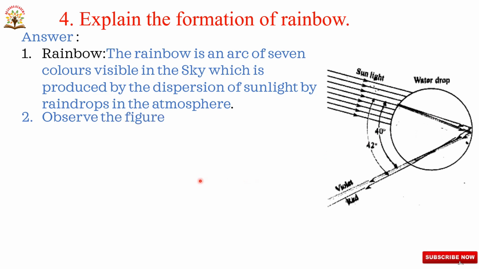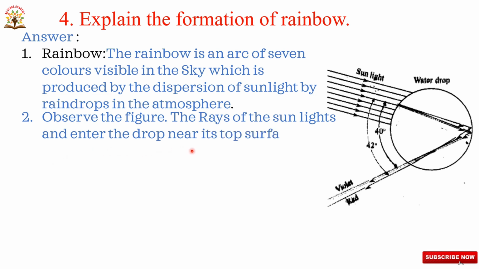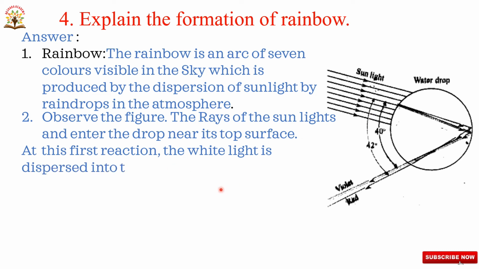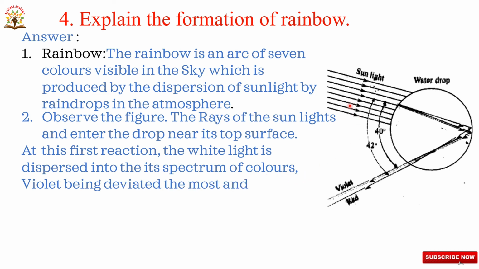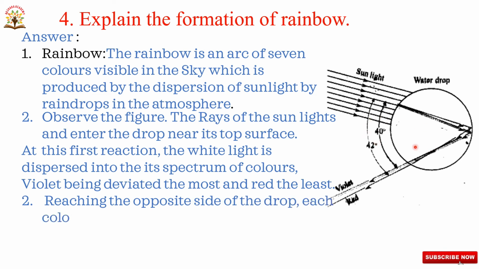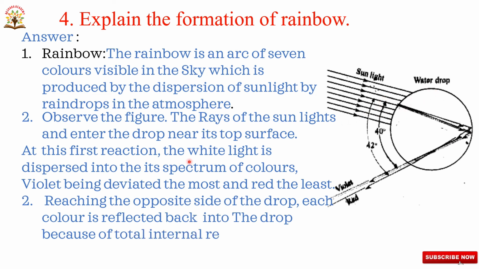Observe this figure. The rays of sunlight enter the drop near its top surface. At this first refraction, the white light is dispersed into its spectrum of 7 colors. Here, the splitting of white light into its constituent colors is known as dispersion. After entering the water drop, at first refraction, the white light is dispersed into the spectrum of 7 colors, violet being deviated the most and red the least.